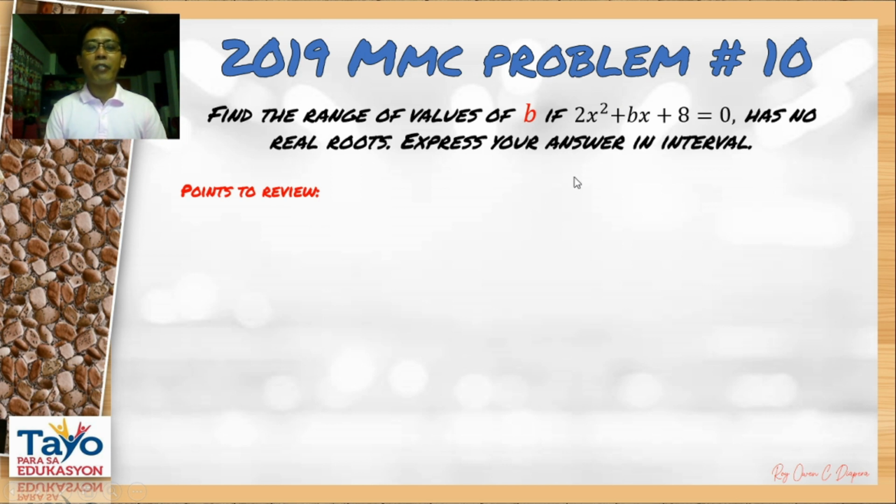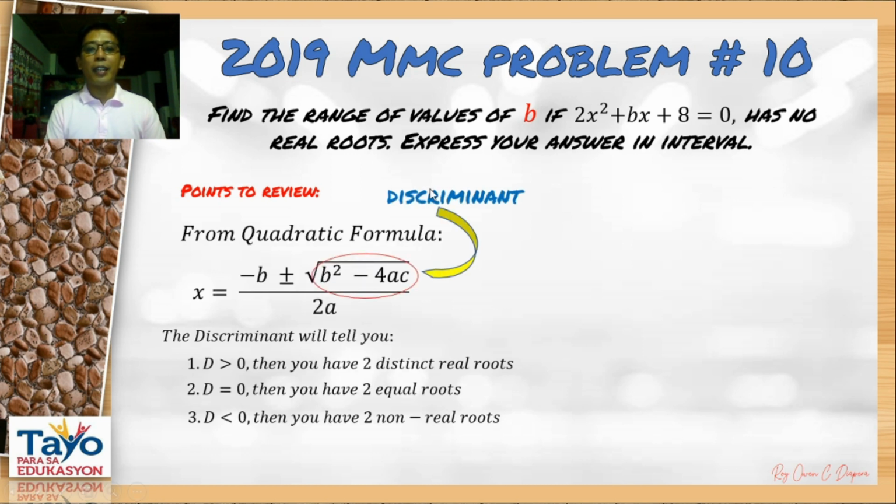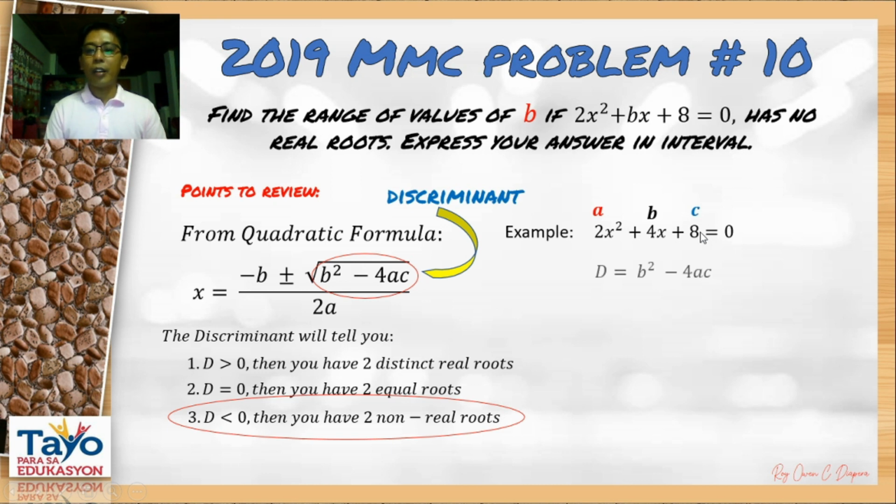Now, in the previous review section, we were given information about discriminant. My focus here is when the discriminant is less than 0. Take, for example, 2x squared plus 4x plus 8 is equal to 0. The values of a, b, and c are: a is 2, b is 4, c is 8. Now, solving by discriminant, substituting the values, the value of b is 4, the value of a is 2, the value of c is 8.